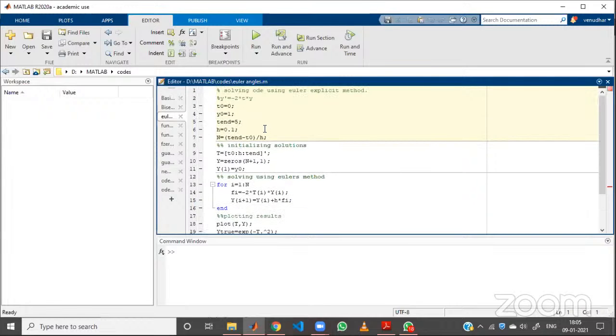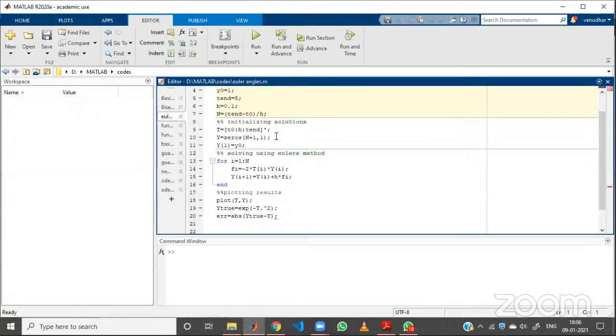So the total number of values which we will get is n, where n equals t end minus t0 divided by h. This will be the total number of values of y i which we will get. Then we will plot y i with t i to get the whole graph of y i. How will we do it? Let's see. These are the given values. Now we are initializing our solutions.